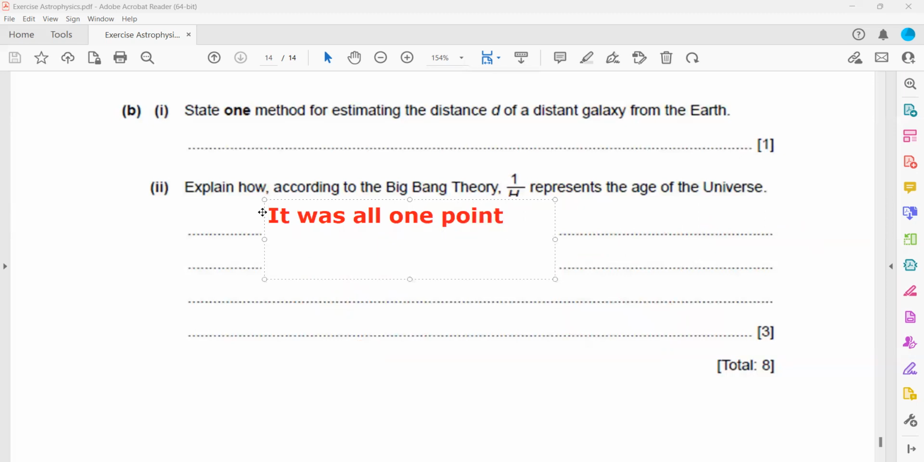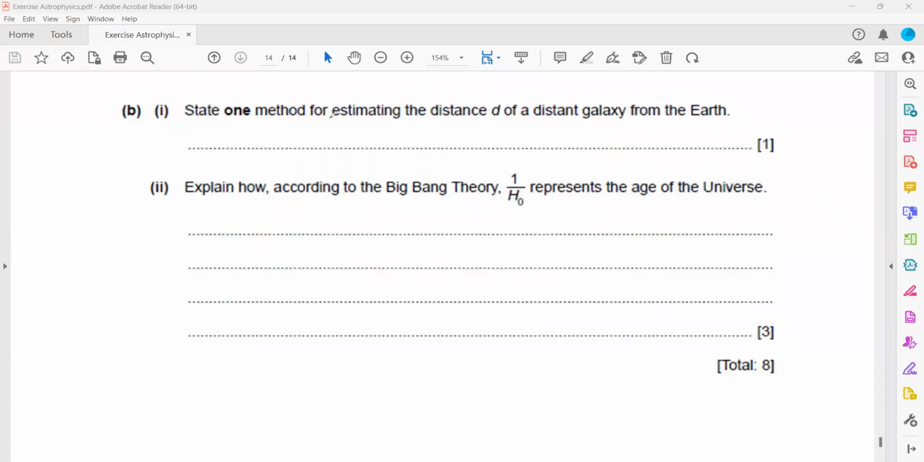It was all one point, and then galaxies or everything moved away from each other with the speed v and the distance d. Using v and d, we find the Hubble constant. How are the marks divided? The first mark is for mentioning it was all one point. I'm explaining the question: according to the Big Bang theory, how does 1 over H naught represent the age of the universe? That's the question. So everything was one point.